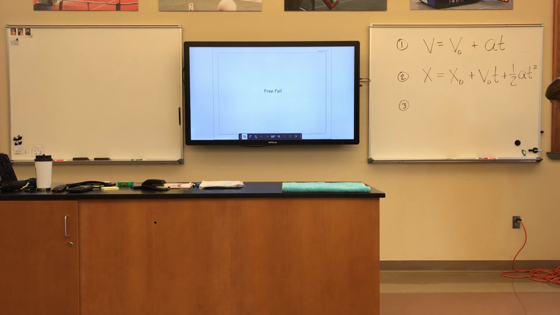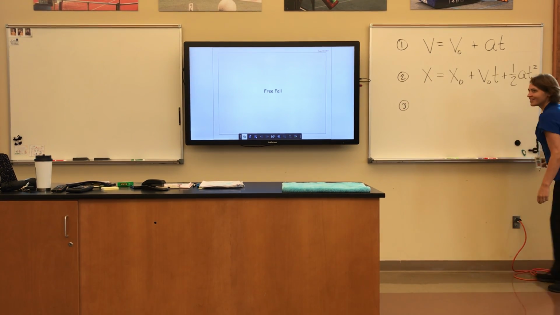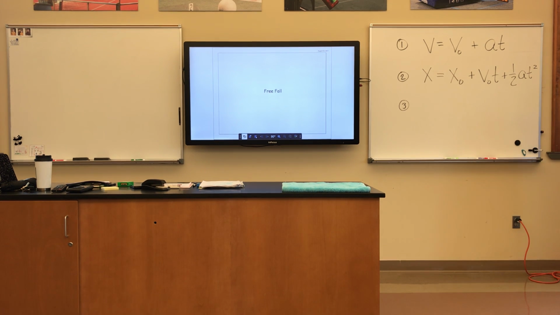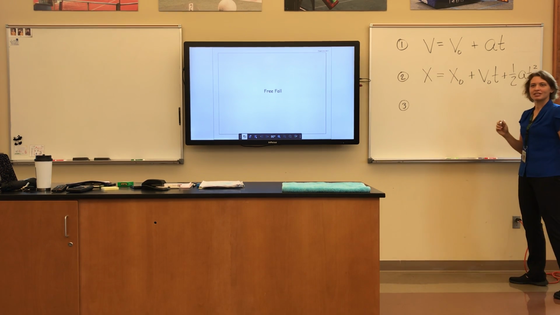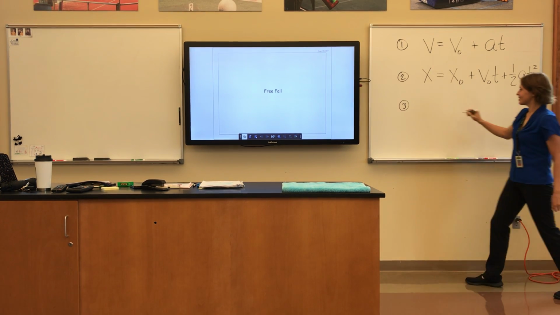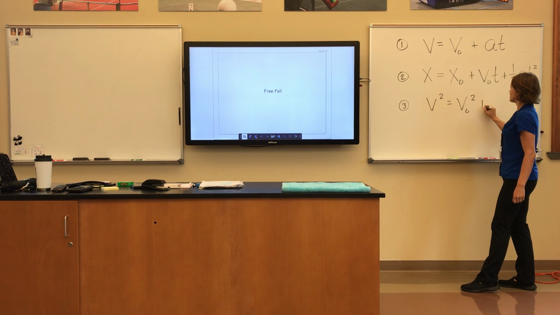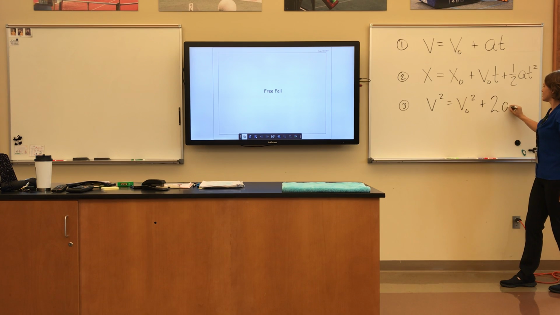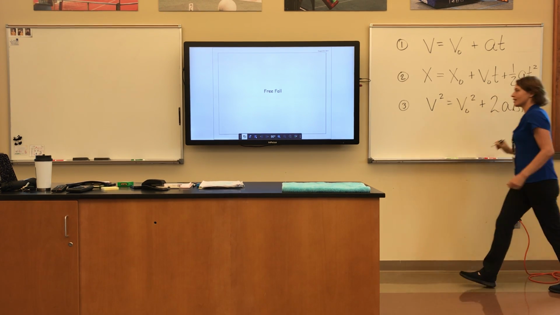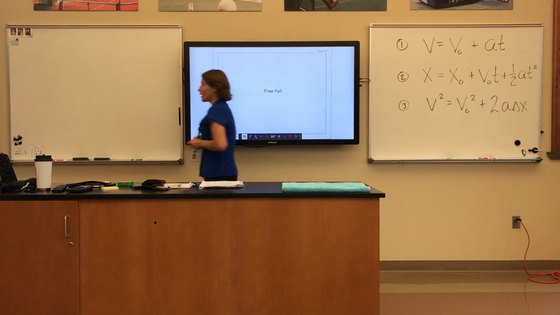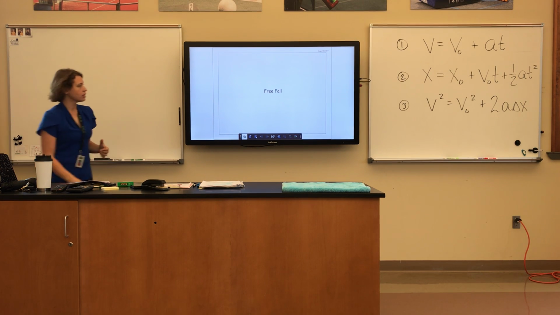Anyone want to give me the 3rd one? As a warning, very soon I will start calling on people for these, so you're going to be ready for them pretty quick. What do we got for our 3rd equation? Final velocity squared is equal to initial velocity squared plus 2 acceleration times the change in displacement. Excellent. Those are 3 equations that we can use to describe motion.